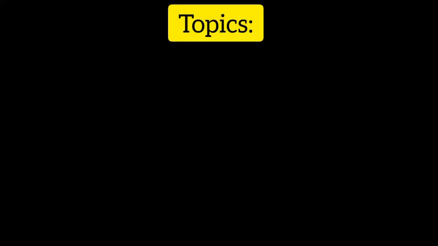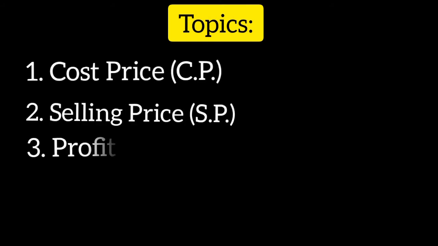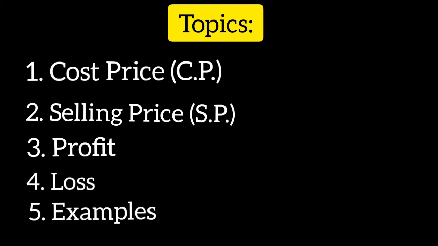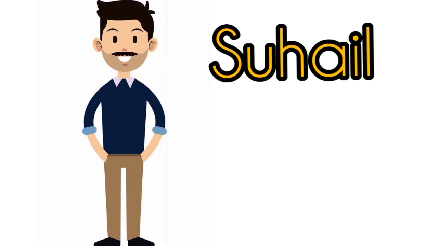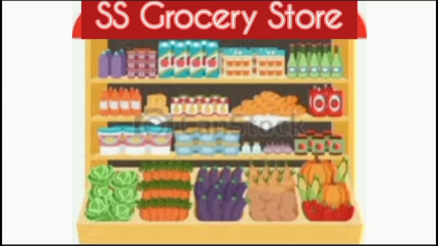Our today's topics are cost price, selling price, profit, loss, and some examples on profit and loss. Let's understand this with the help of an example. There was a shopkeeper named Suhail. The name of his shop was SS Grocery Store.